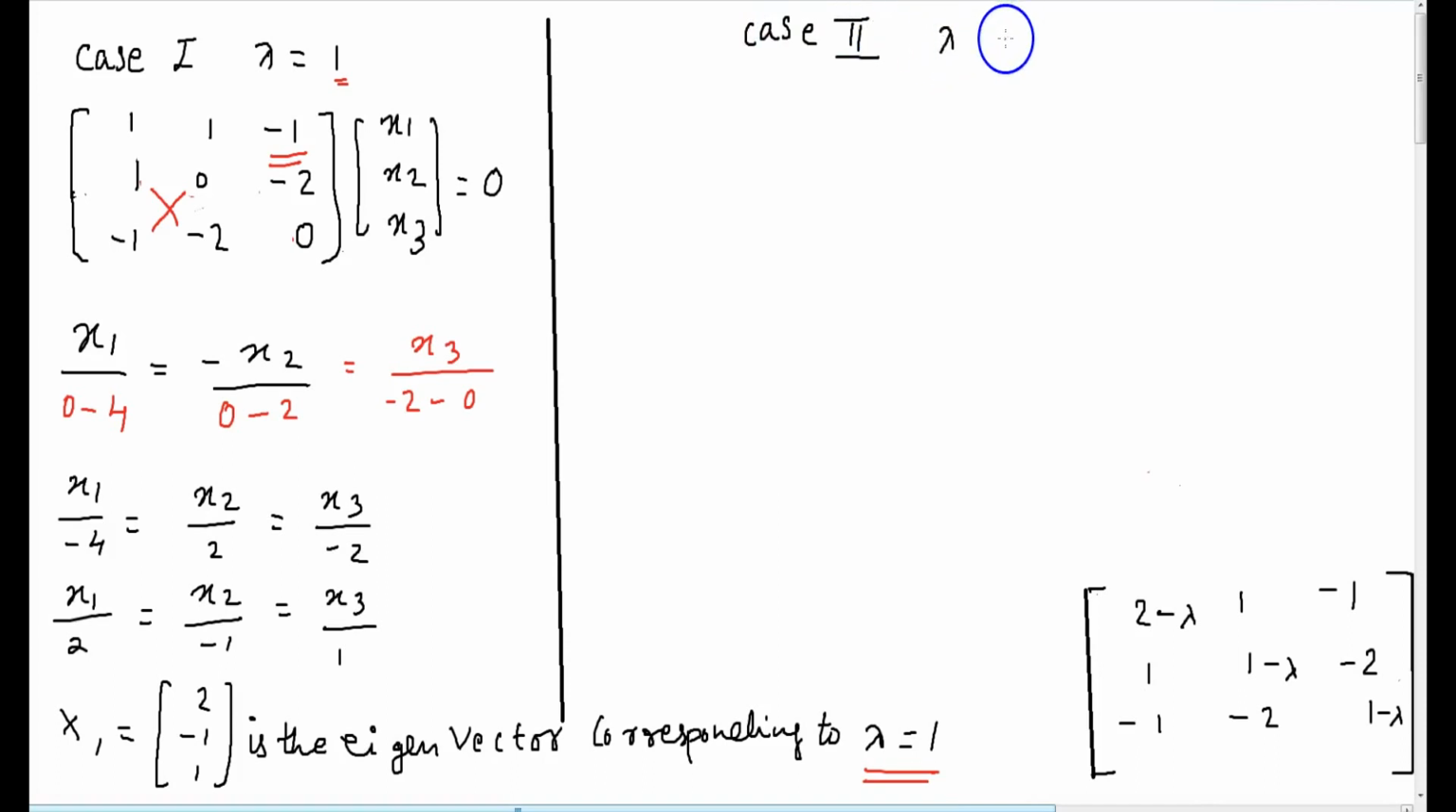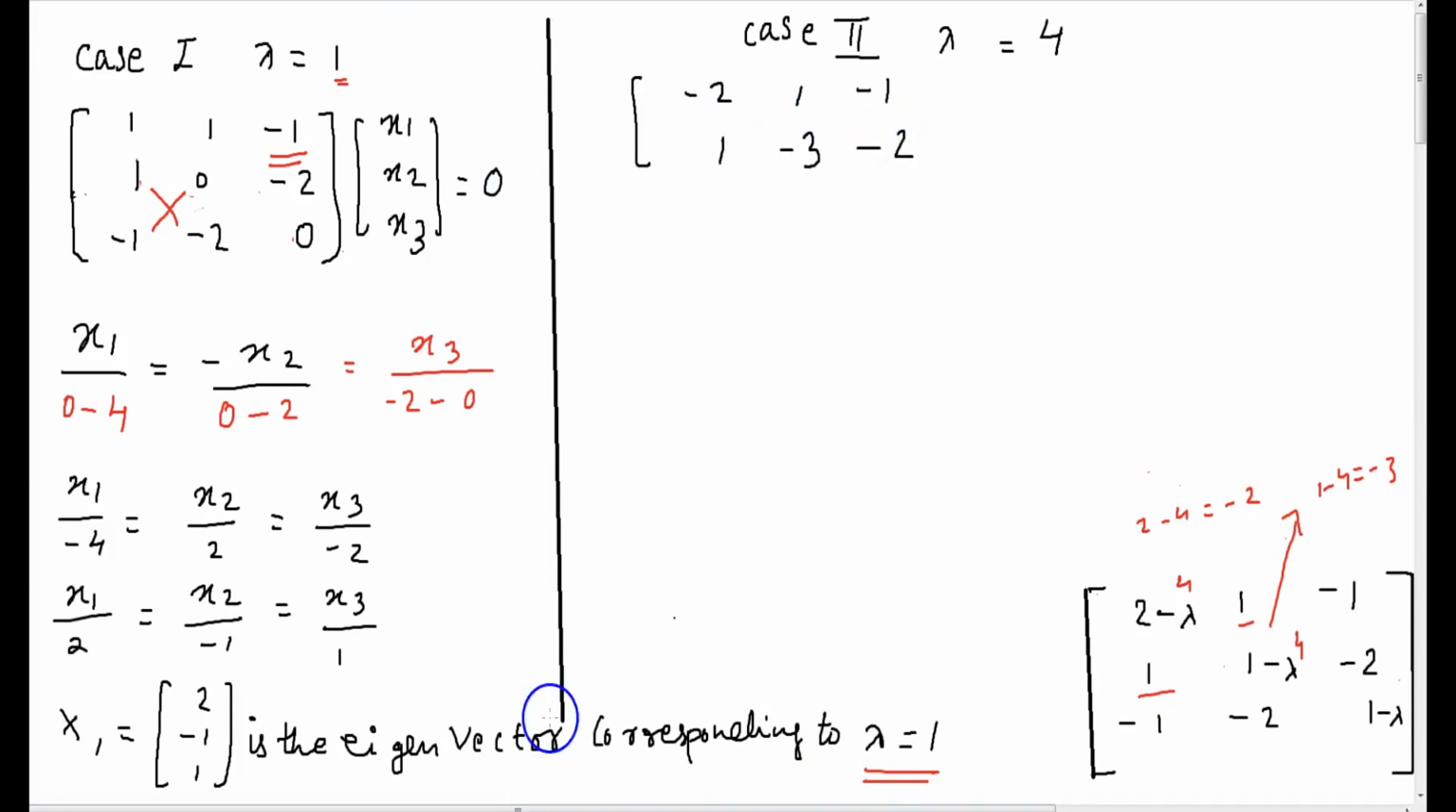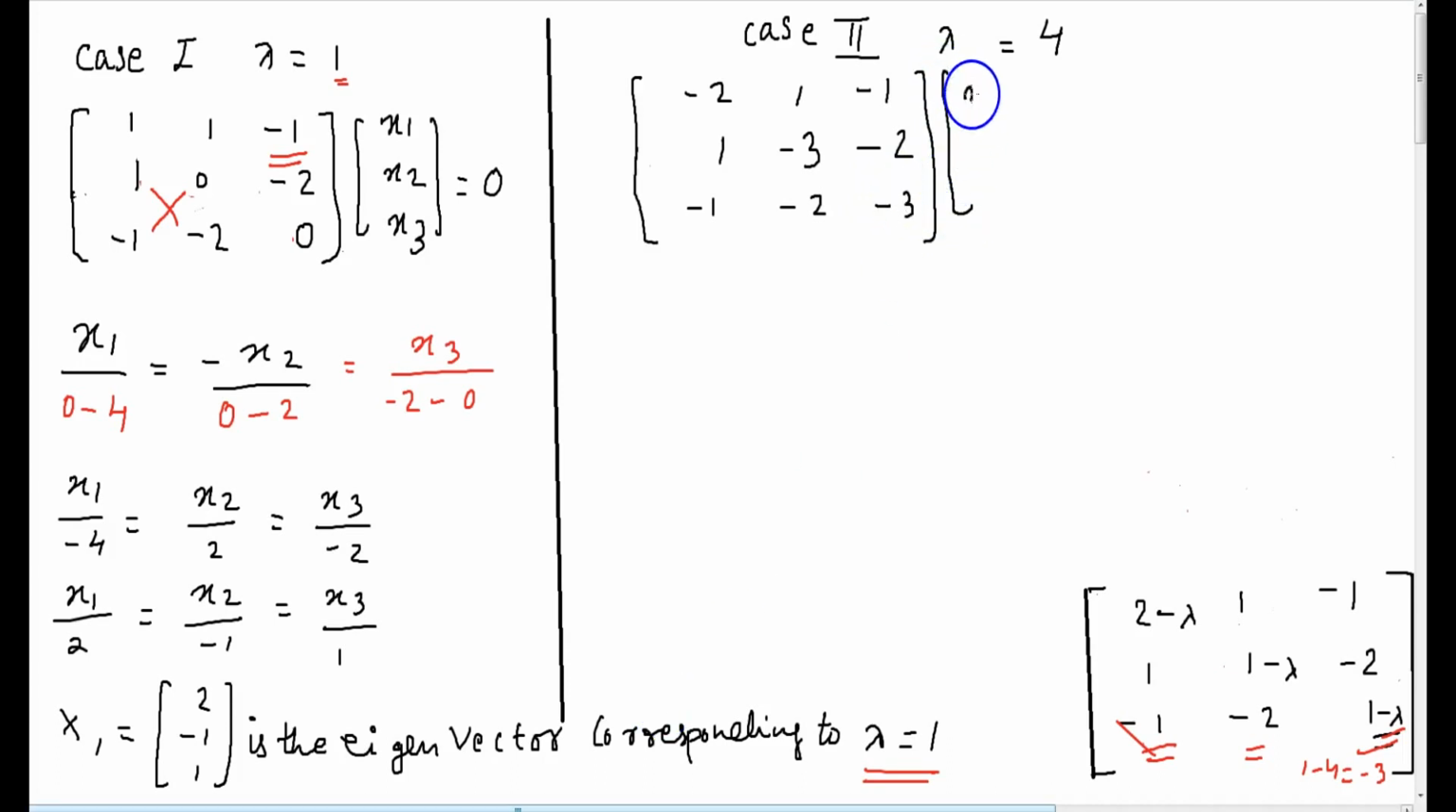Now consider the case lambda equal to 4. Subtract the value of lambda from the diagonal elements of the matrix A. Then we get the matrix as minus 2, 1, minus 1, and the second row is 1, minus 3, minus 2, and the third row is minus 1, minus 2, minus 3, into x1, x2, x3 equal to 0.